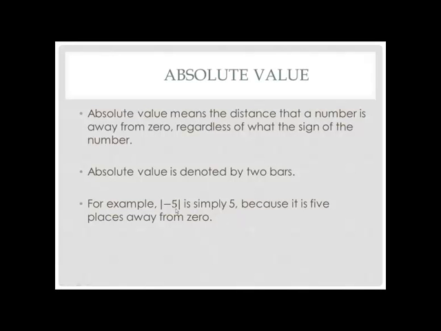So the absolute value of -5 is just 5 because it's 5 places away from 0. It doesn't matter about the direction. It just wants to know how far is the number away from 0. That's what the absolute value means. Another example would be to take the absolute value of 3. That's just 3 because 3 is simply 3 places away from 0. So again, absolute value simply means to find the distance away from 0, regardless of the sign.